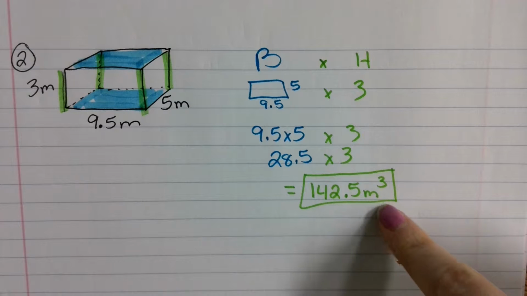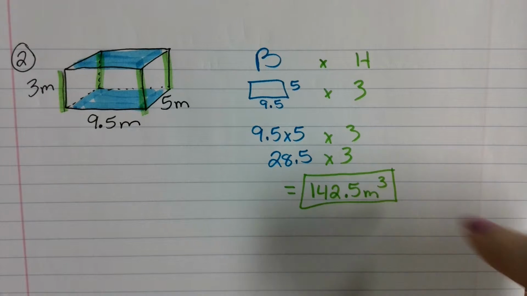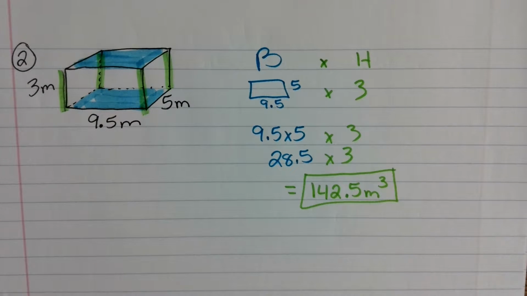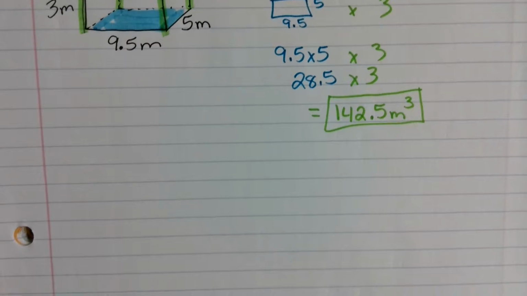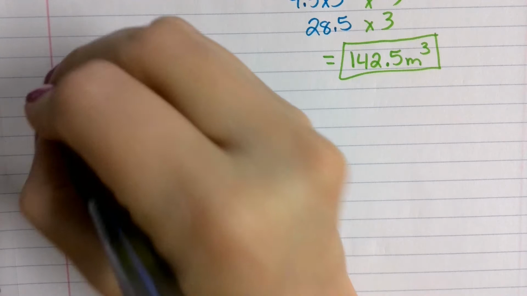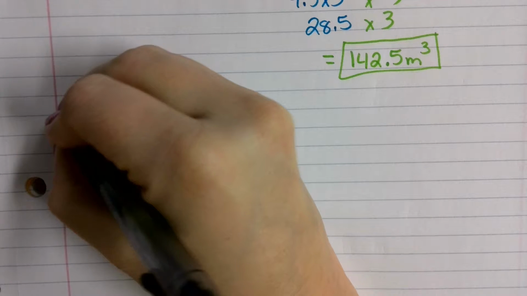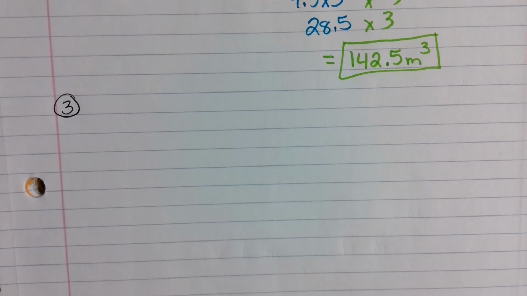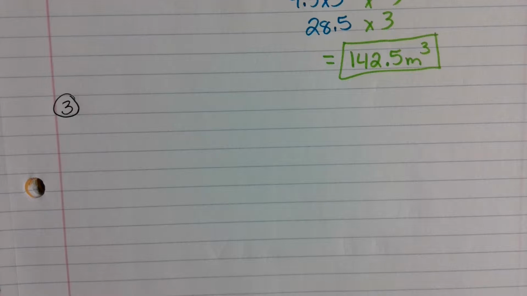Okay, what's the volume going to be, Valina? Cubed, yeah, good. 142.5 meters cubed. Did you have a question? Low battery. Here, bring it up to me. You can take this one.